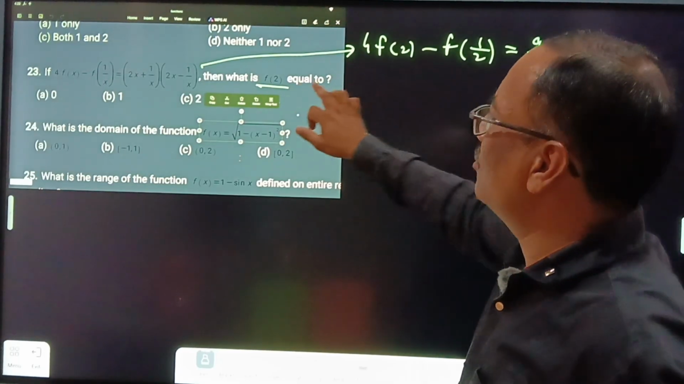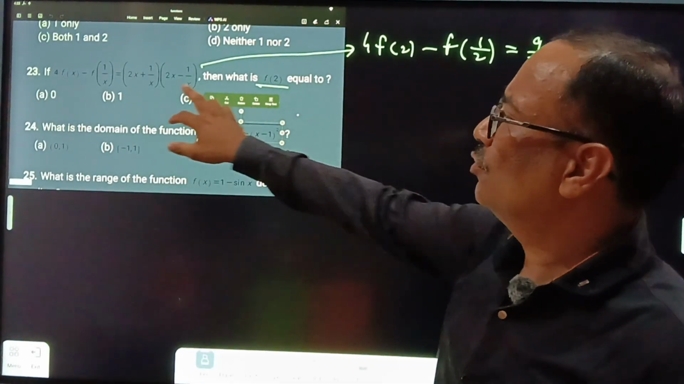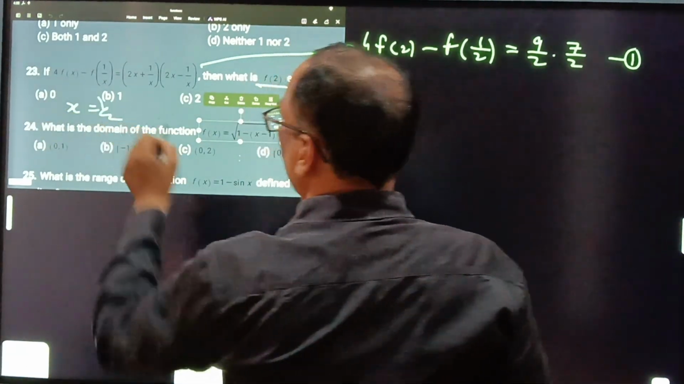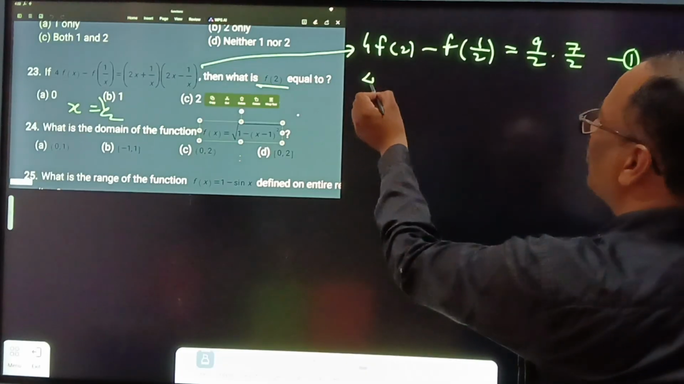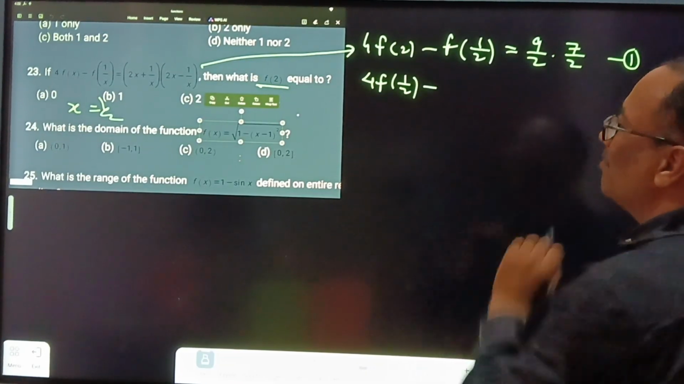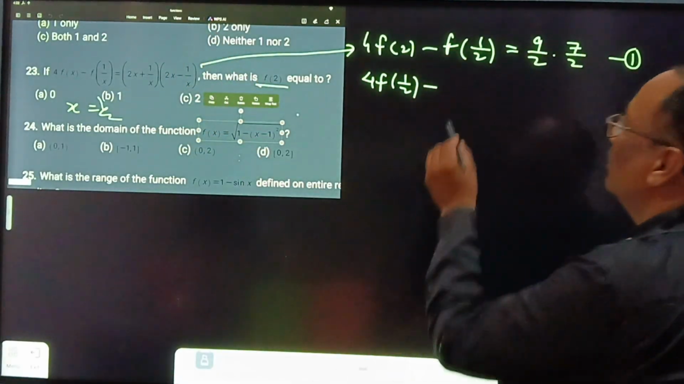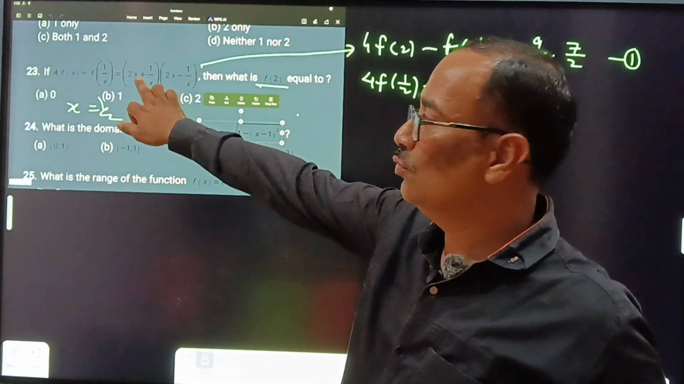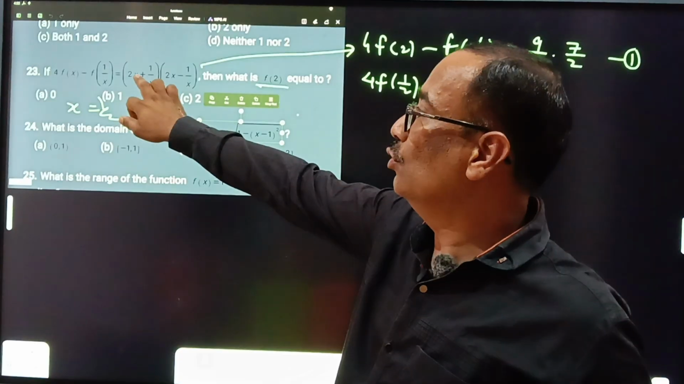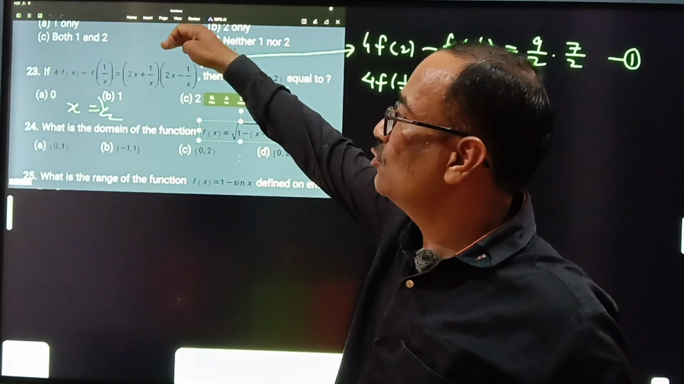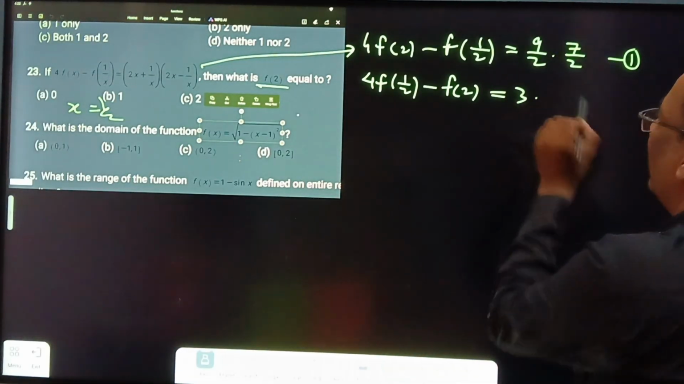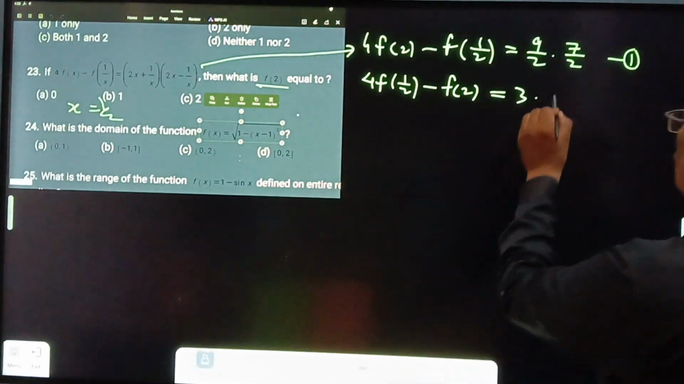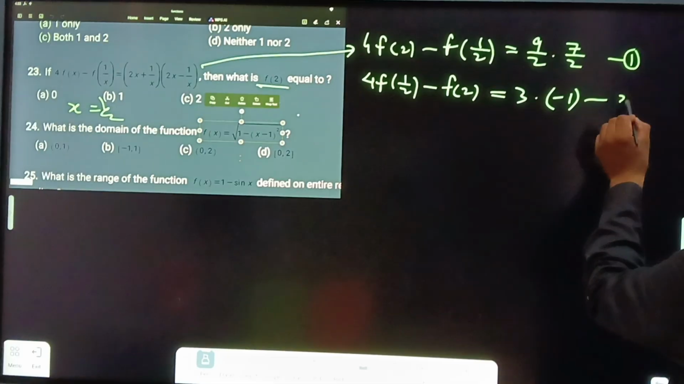Now our target is only f of 2, not f of 1 by 2. So put x is equal to 1 by 2 in this equation. What we get? This is 4 times f of 1 by 2 minus, reciprocal of 1 by 2 is 2. So this is f of 2 is equal to, when we put x is equal to 1 by 2, 2 is cancelled by 2, and reciprocal of 1 by 2 is 2, that is 2 plus 1, that is 3, into, 2 is cancelled by 2, 1, 1 minus 2 is minus 1. This is our next equation.